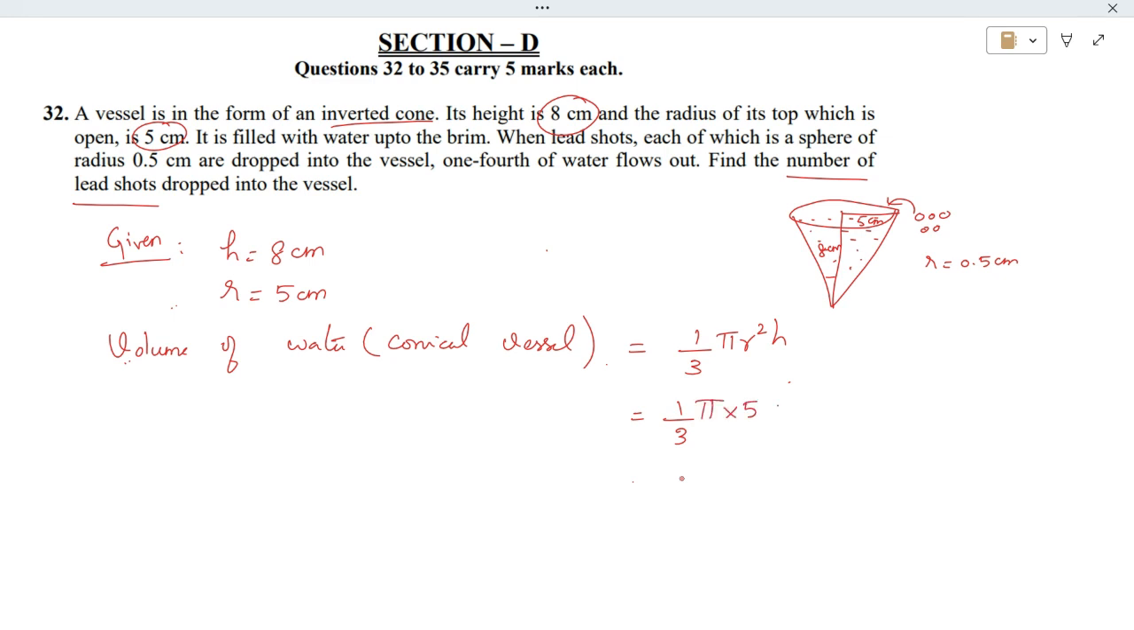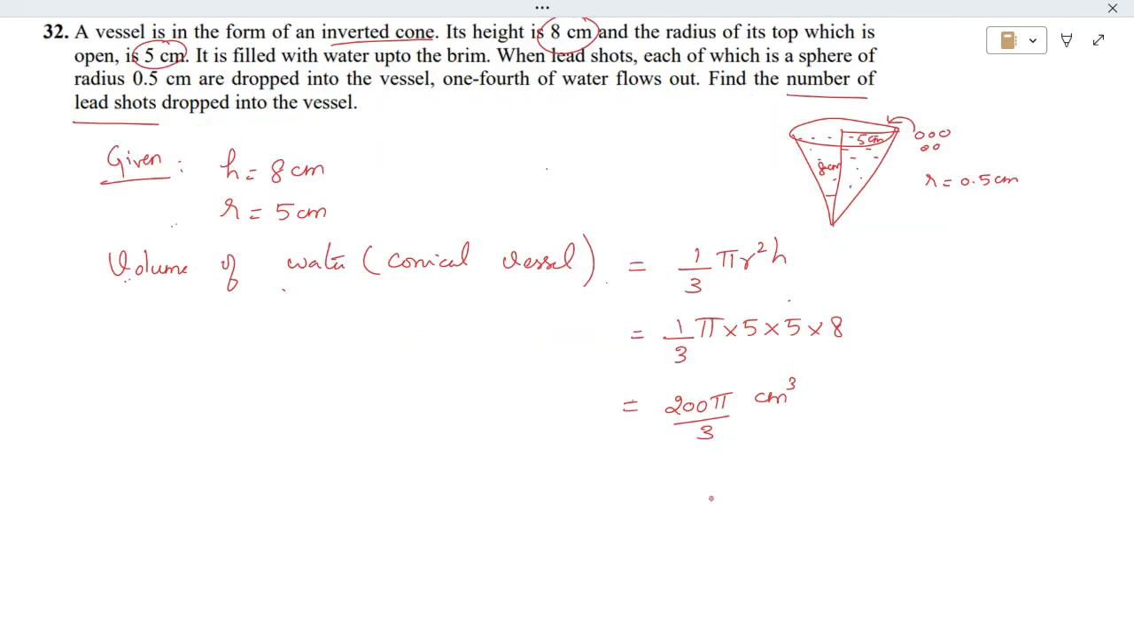r is 5 times 5 and h is 8. So just multiply, because there is no common factor to cancel. So 8 5s are 40, 40 times 5 is 200 pi by 3 cubic units, right? So centimeter cube. Why do we need to find the volume of water first? Because after adding the lead shots, some part of the water flows out. So they said one fourth of the water flows out. So one fourth of the volume of water is going to be the volume of lead shots added.